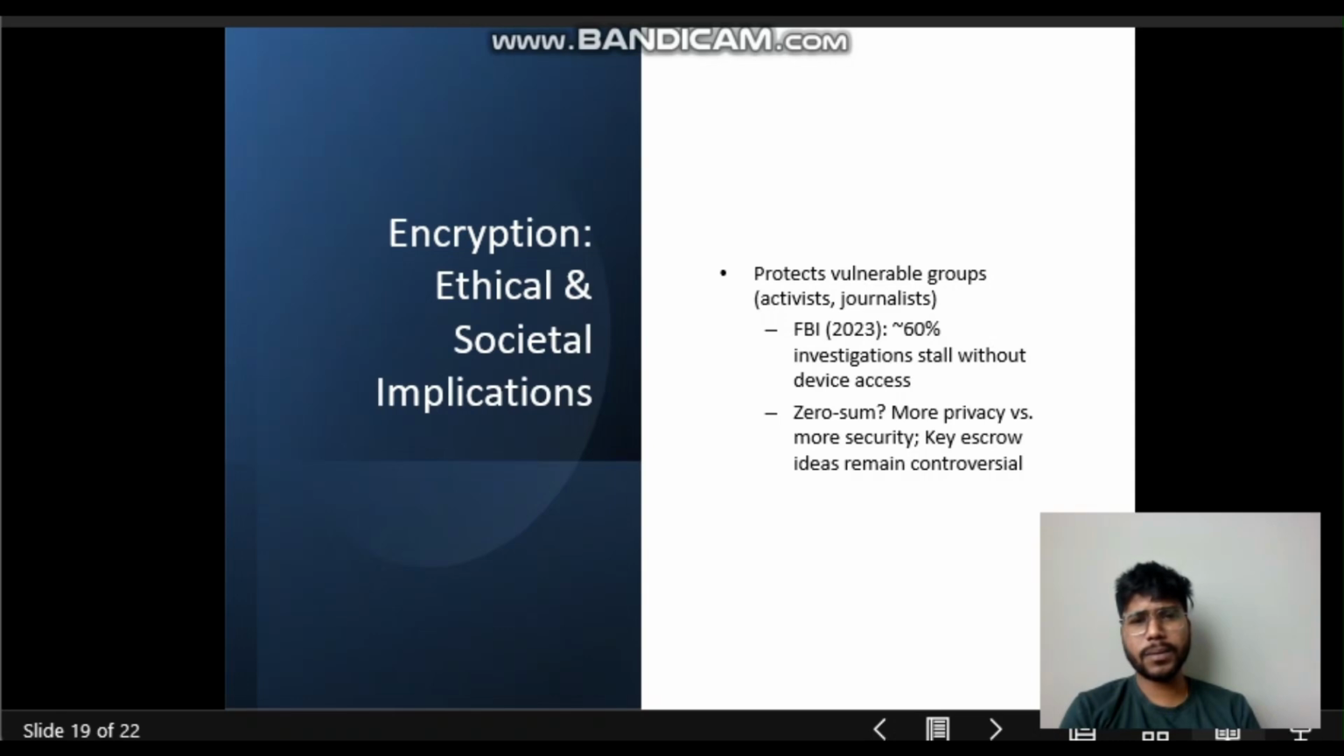So we face a zero-sum situation here. More privacy can hamper certain enforcement efforts, while less privacy can undermine civil liberties and actually endanger user data if those backdoors leak or are misused. The potential middle ground includes some proposed key escrow systems or carefully regulated warrants, but these solutions remain hotly debated in the crypto community.